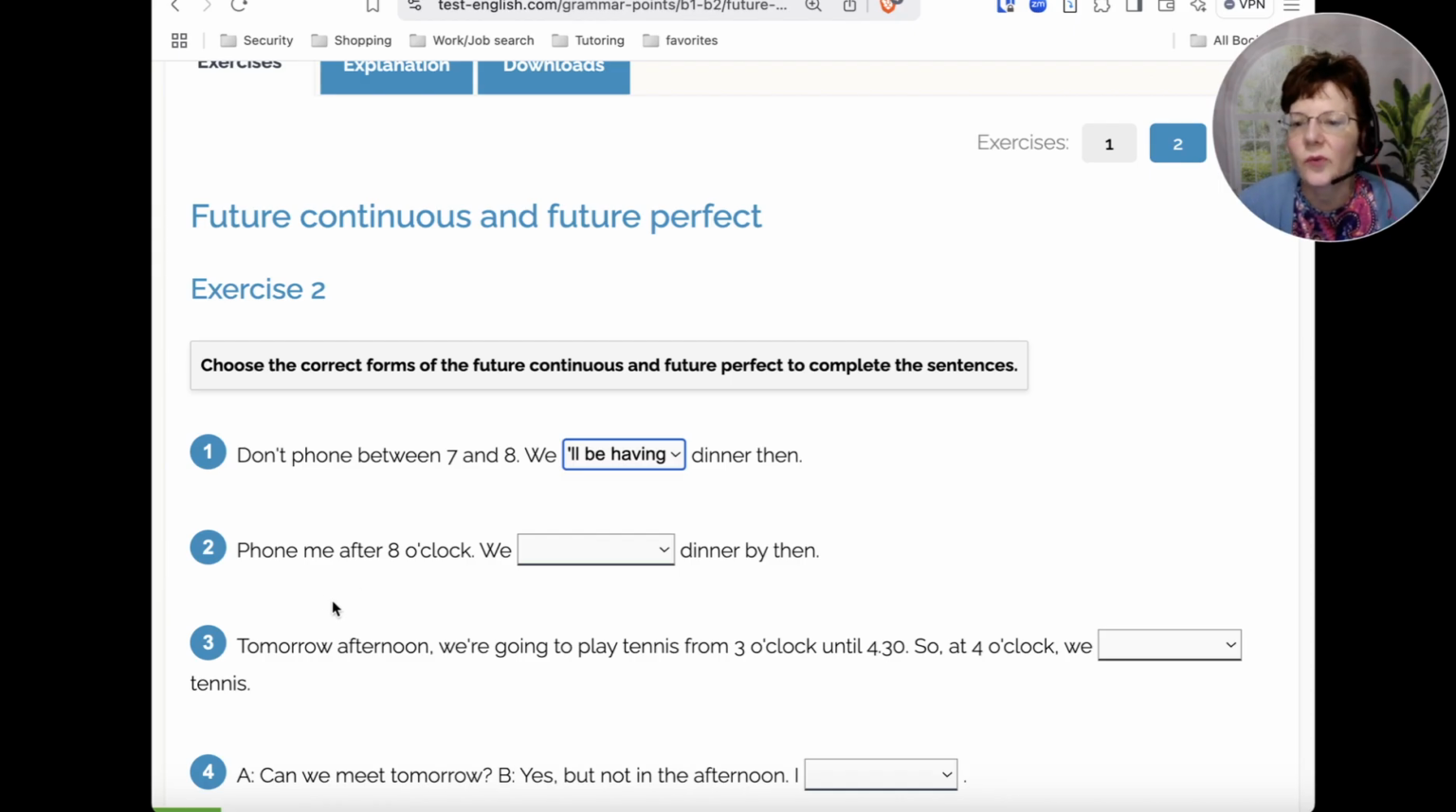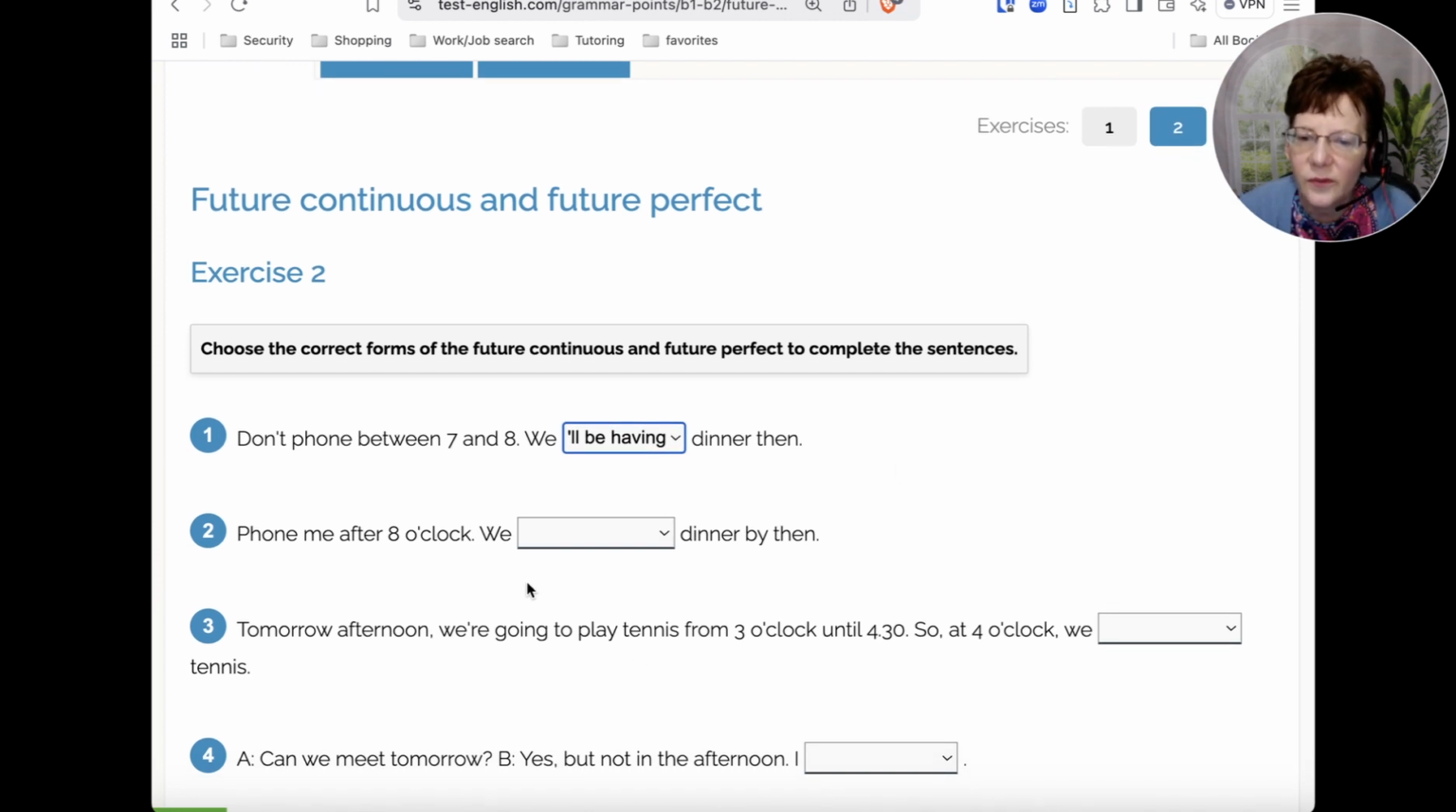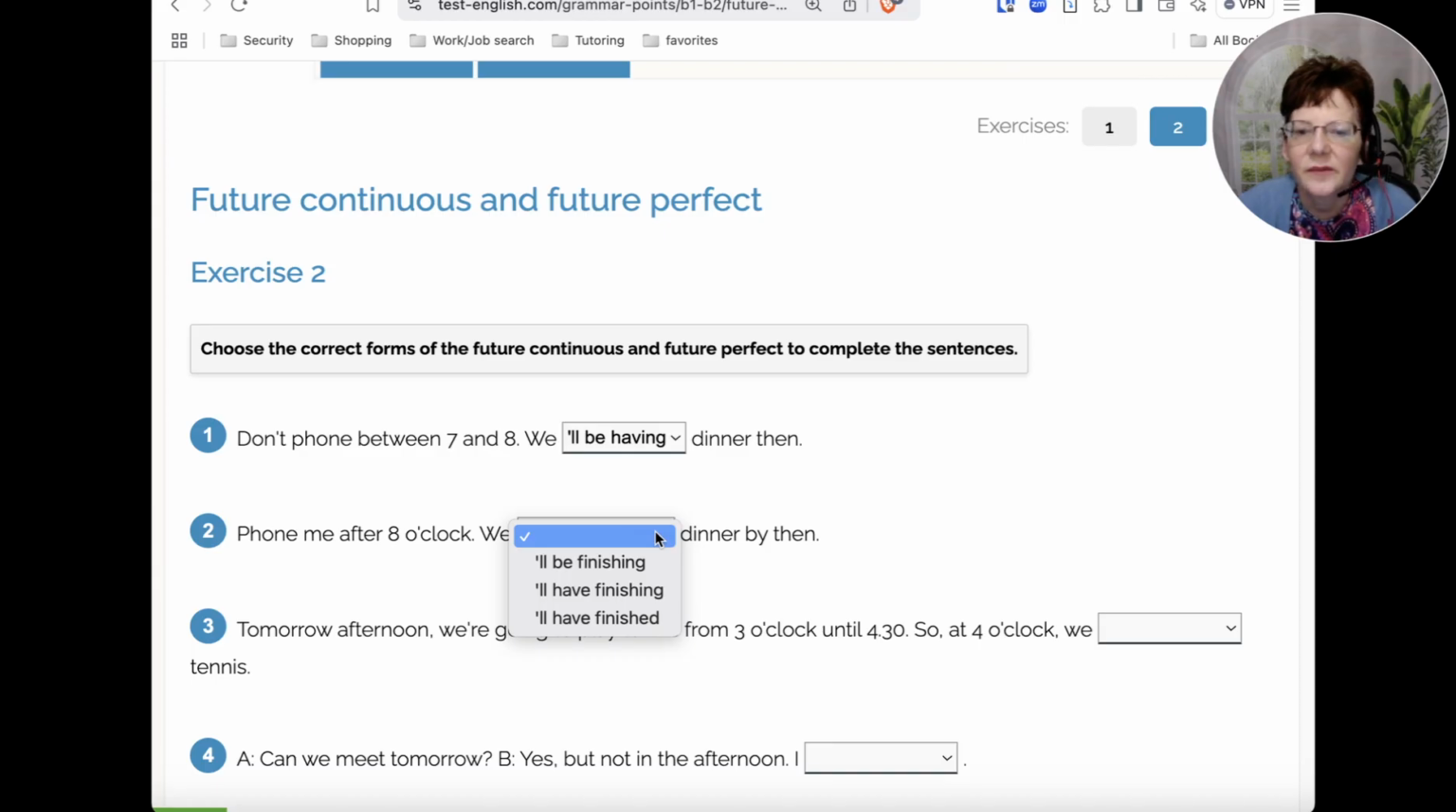Okay, number two, phone me after 8 o'clock. We dinner by then. Okay, so by or before. So we'll be finishing, we'll have finished, or we'll have finished. All right, so if you chose the third one, we'll have finished dinner by then. That makes more sense. So the future perfect.